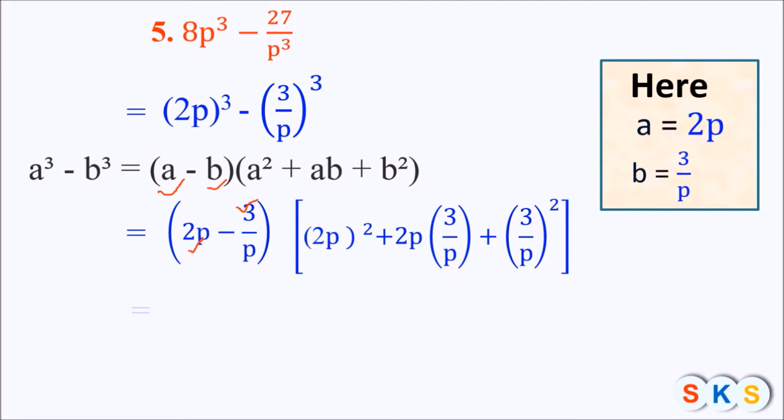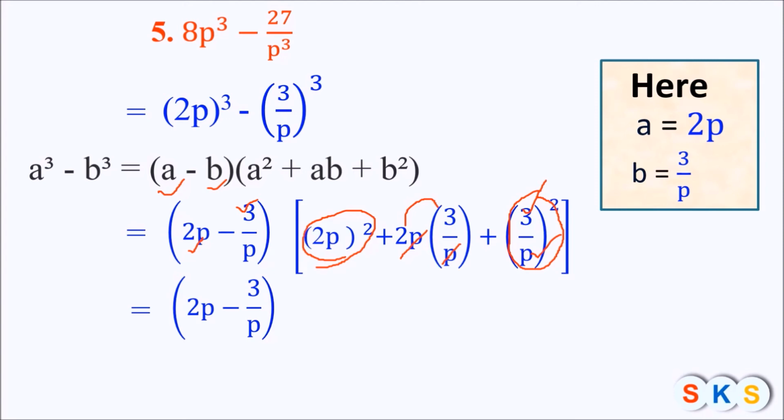So we will get here equals 2p minus 3 upon p. In the second bracket, you can see that we have the first term as 2p the whole square, and 2p the whole square gives us 2p into 2p, that is 4p square. And here you can see the p and p will get cancelled. So we will get here 2 into 3, that is 6, and here square of 3 upon p. So square of 3 is 9 and square of p is p square. So we will get here 9 upon p square.